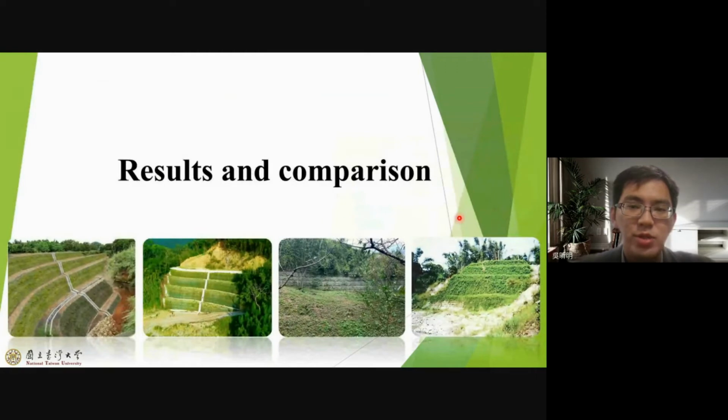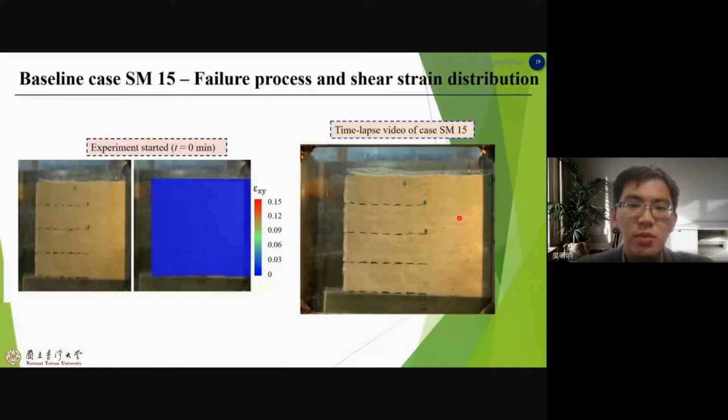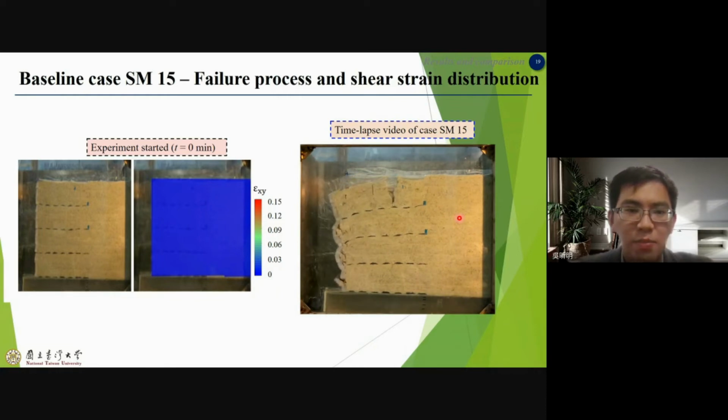Results and comparison. Take the PIV image analysis results of SM15 as an example, introducing the failure process and shear strength distribution. Let's see a time-lapse video of the experiment. It collapsed at 75 minutes, which is a top layer failure.